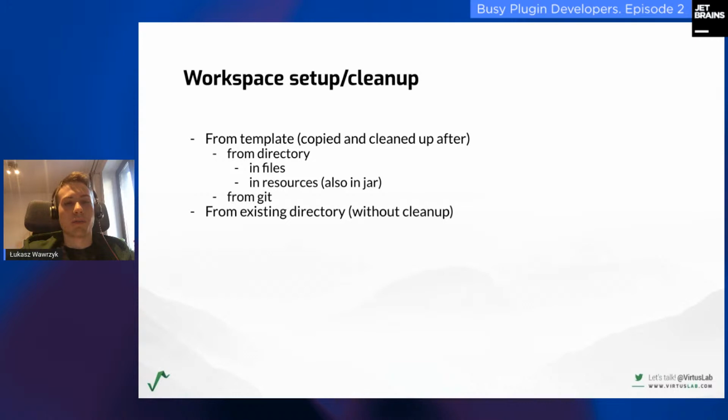in your test, you see the copy of this, and you can do all sorts of things, and it will be cleaned up after. You can copy it from a directory that's in files, but also it can be in resources, also in jar, or from Git. So you can clone a repo for the tests and then just delete it. And we have an option to use an existing directory without cleanup. So if you have, for example, a large repo that's cloned already, you don't want to clone 20 gigabytes on each test, then you can use the existing repo and do a custom cleanup if needed.